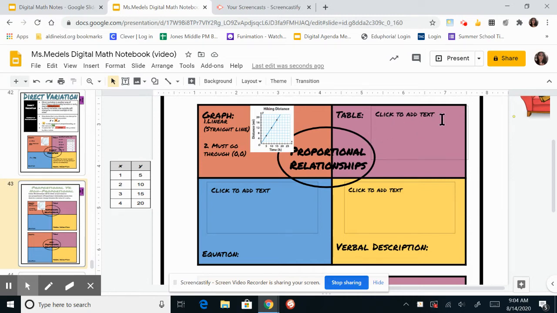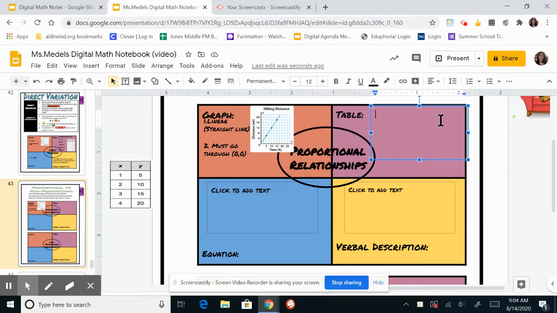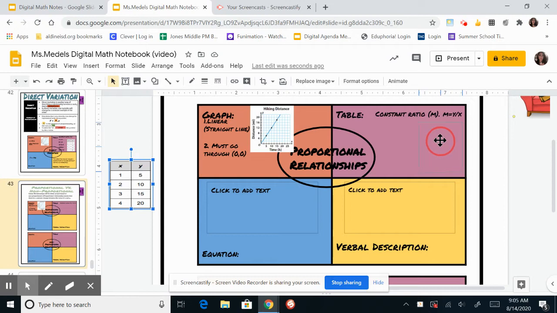Now, if given a table, the way that you can tell that this will be a proportional relationship is that it's going to have a constant ratio, which is m. Okay, it's going to have a constant ratio. And the way that you're going to find m is simply dividing the y and the x value. So here is my example of my table.